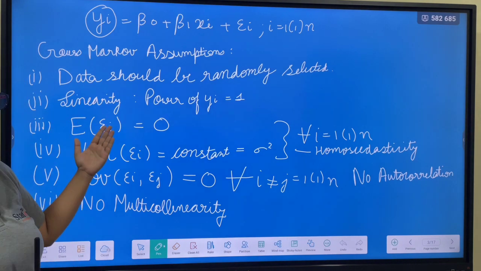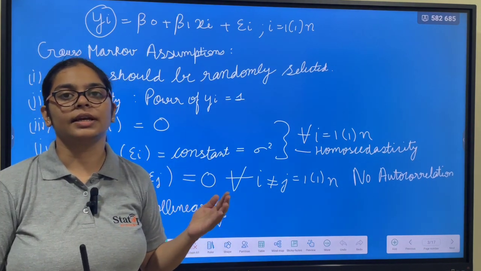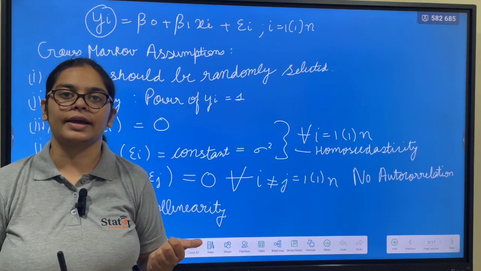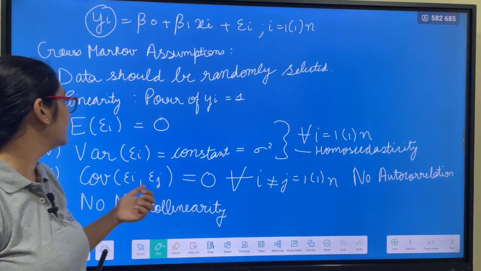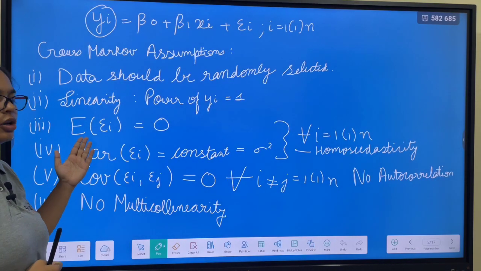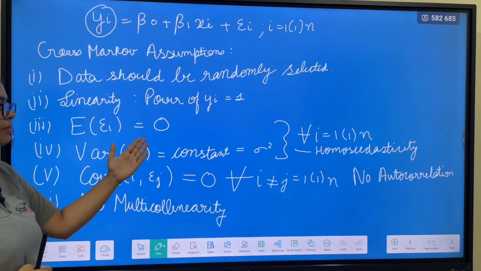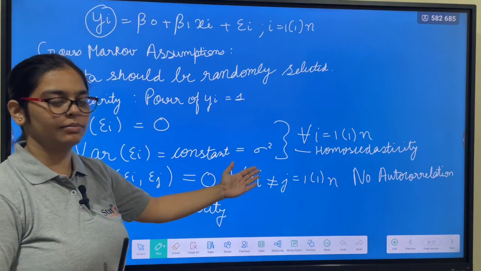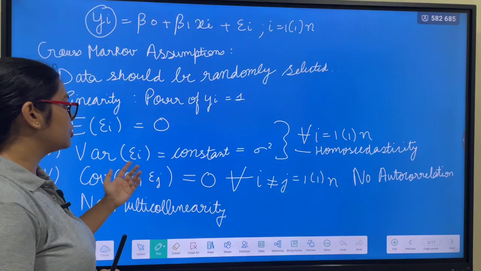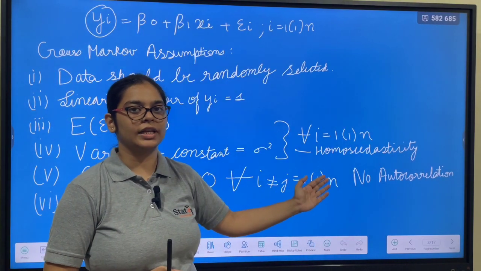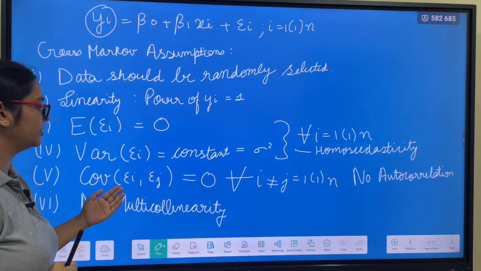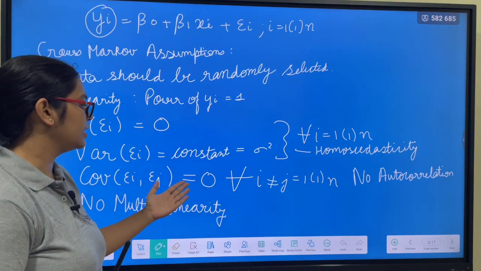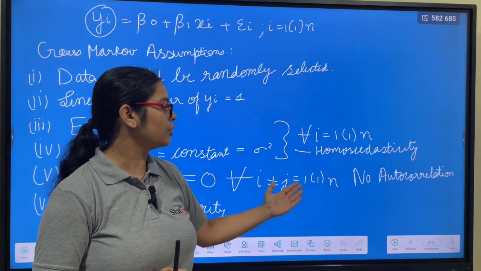Second one is linearity. Because we are discussing the simple linear regression model, linearity is an assumption, that is, the power of yi, the dependent variable, should be equal to 1. Then the third one is that the expectation of epsilon i, that is errors, should always be equal to 0, and the variance of the error is a constant value which we have taken as sigma square. This property is also known as homoscedasticity. And the fifth property is that covariance of epsilon i and epsilon j is equal to 0 for all i not equal to j, goes from 1 to n.